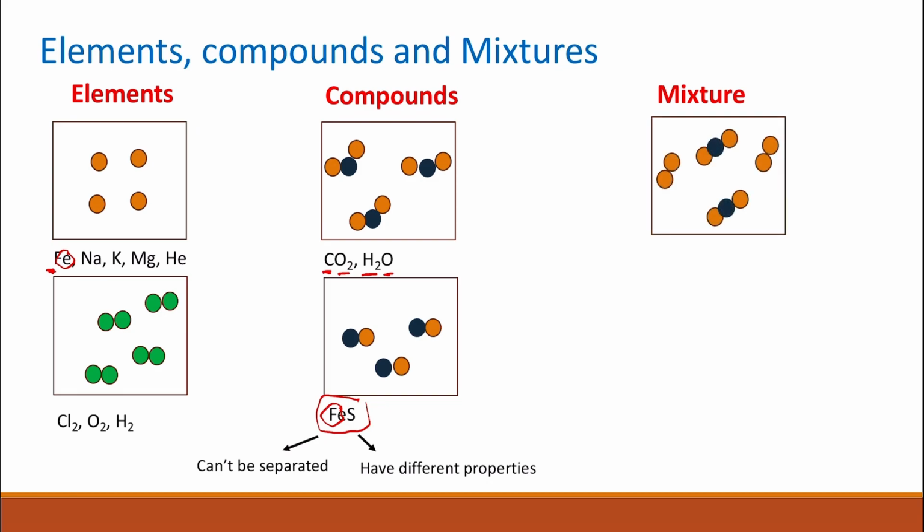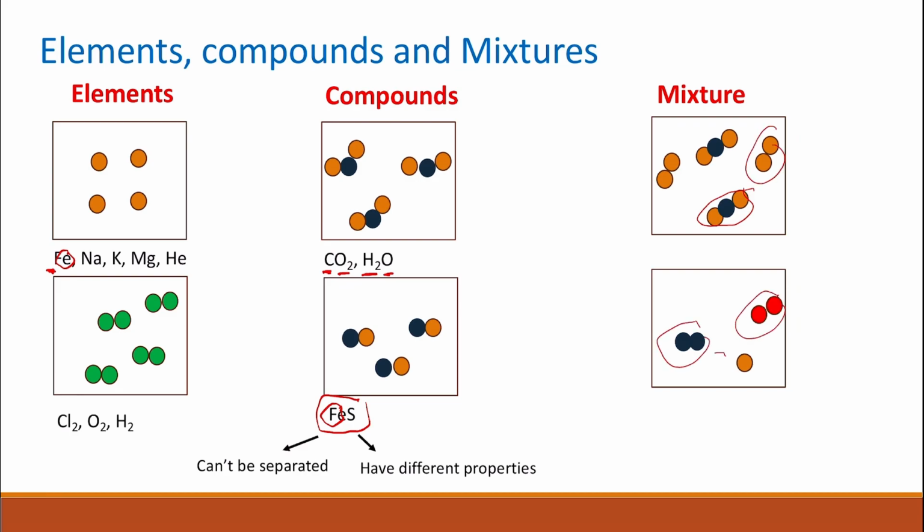Mixtures are formed when two or more different elements or compounds are mixed together. They are not chemically combined, they are just together in the same place, and this is called a mixture. This is an example of a mixture of a compound and an element, and this is an example of a mixture of three different elements. Some of them are diatomic and some of them are single atomic.